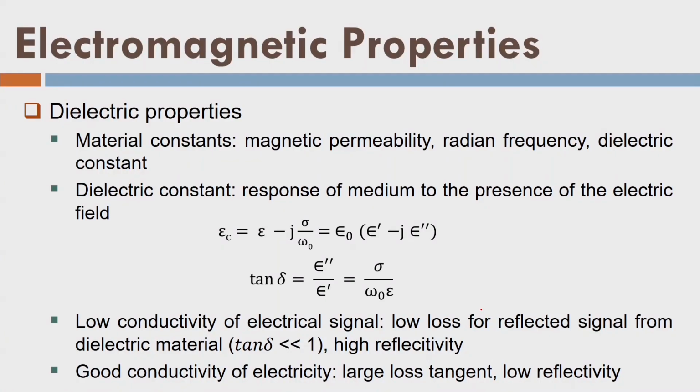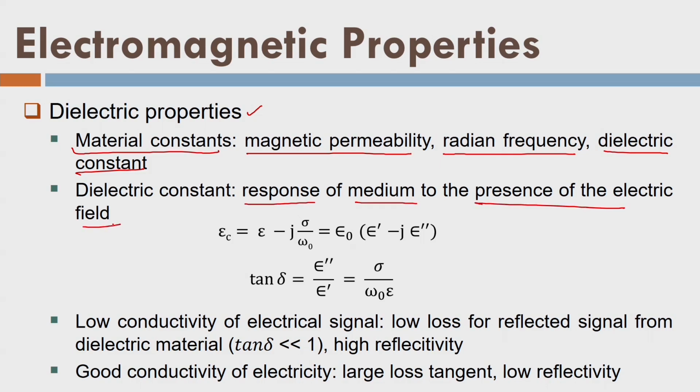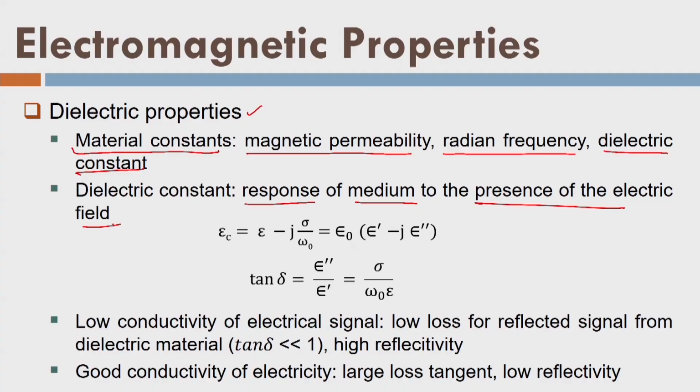The last property is the electromagnetic properties. Here we have some dielectric properties of the surface material, and that is some electromagnetic properties of the surface material. Here we see that material constants, magnetic permeability, radiant frequency and dielectric constant of the material play a role. So, what is dielectric constant? It is the response of the medium to the presence of electrical field. That means, if there is an electrical field around that, what will happen? It will respond, and that response is called the dielectric constant.